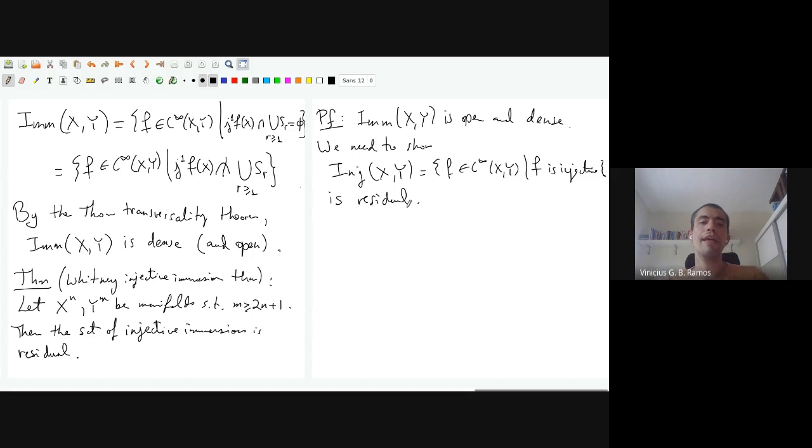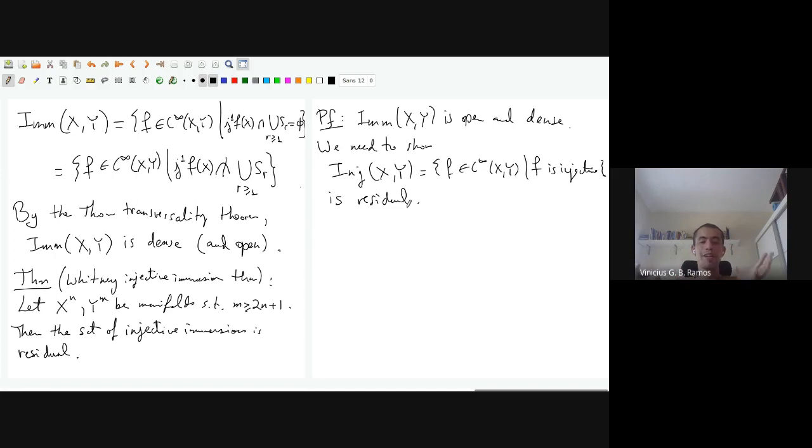So, if I know a set is residual, then that means that it's a countable intersection of open and dense sets. So if I take the intersection with one more open and dense set, then it'll still be residual, and therefore dense, but not necessarily open. Okay, so how do we show that this set of injections is residual?